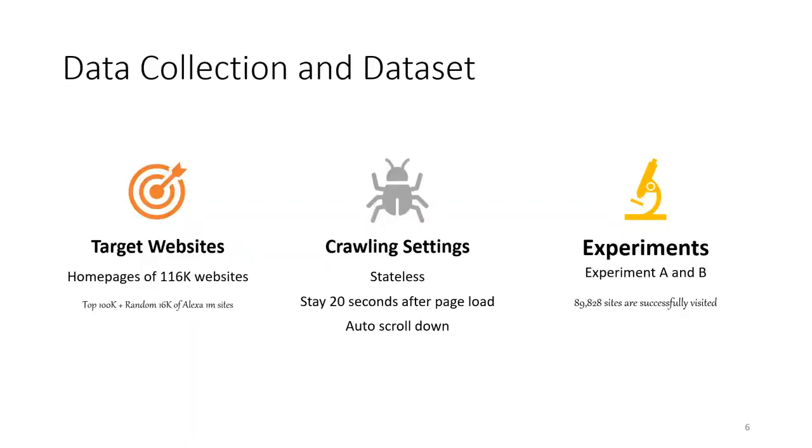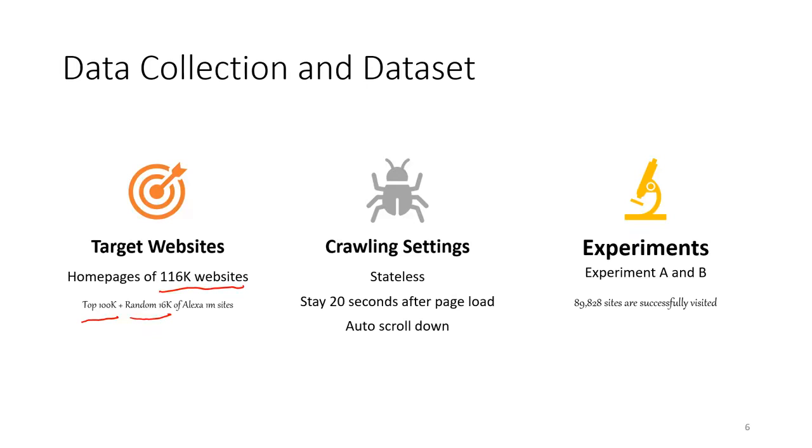With this background and the measurement framework introduced, let's first see our data collection experiment settings. We selected the homepages of 116K websites as our targeted websites. Specifically, they are the top 100K and the random 16K websites of the Alexa top 1 million site lists. For all of those websites, the crawling settings are, first, it is stateless. Second, we stay 20 seconds on each web page after page loading. And third, after the page is loaded, the extension will automatically scroll down the web page in order to trigger and load those dynamic elements.